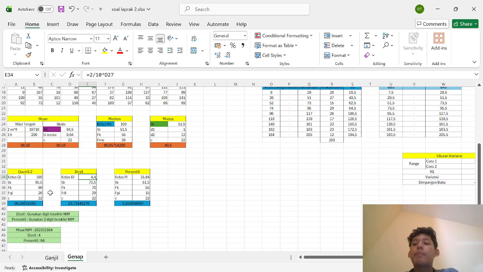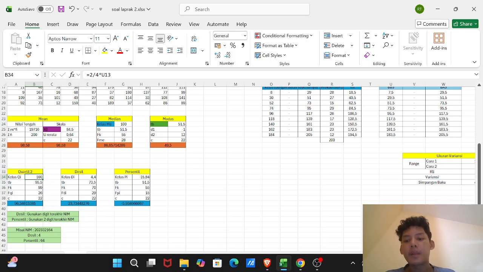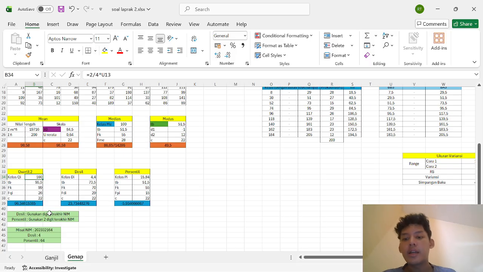Next, the percentile. Percentiles are used to divide data into 100 equal parts. The first step is determining the position using the total multiplied by the percentile divided by 100, and I determine the percentile class based on the cumulative frequency. After that, the percentile value is calculated using the percentile formula.